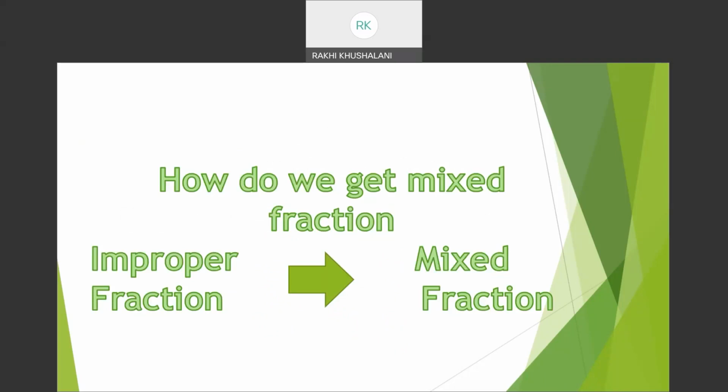How exactly do we get a mixed fraction? We get a mixed fraction from an improper fraction. So basically they are interchangeable. An improper fraction can be written as a mixed fraction and a mixed fraction can be written as an improper fraction. Okay? How? Let's see ahead.